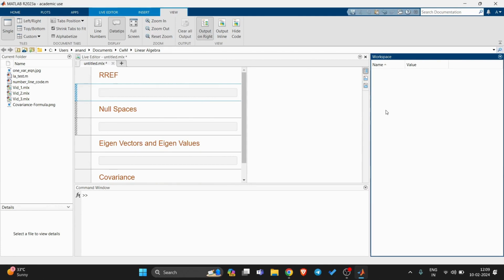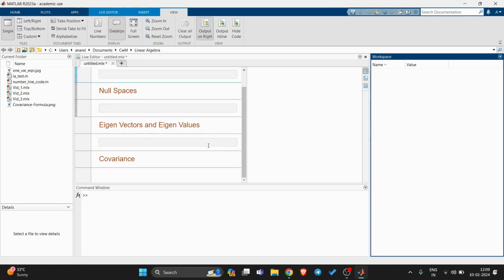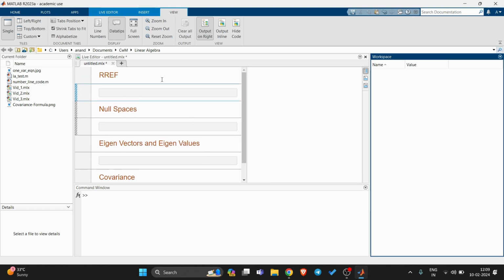In this video, we are going to see how we can find rref of a matrix in Matlab. Also, we'll see how to find the null spaces, left null space and right null space of a matrix, eigenvectors and eigenvalues of a matrix, and how to find the covariance matrix of a data. So first, let's start with finding rref of a matrix.